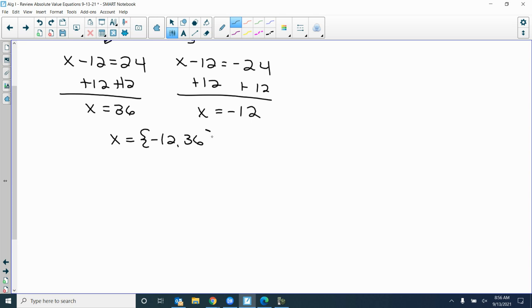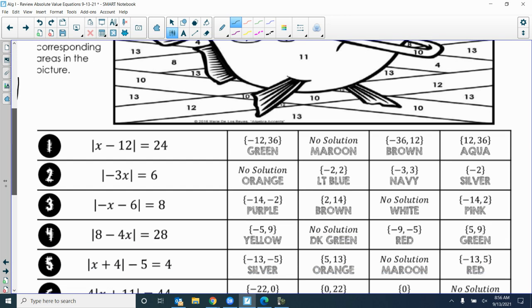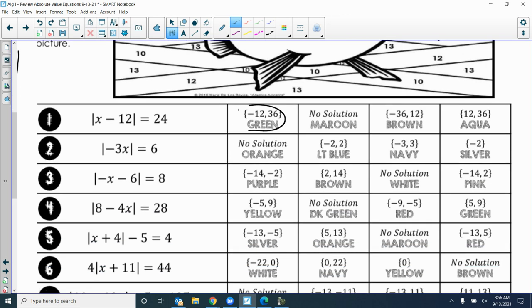Now I want to see all your work on this paper, but over here, go ahead and circle the correct answer. I'd go ahead and do most of the work before I went back and colored, I think that might be the best route. All right, so that's number one.